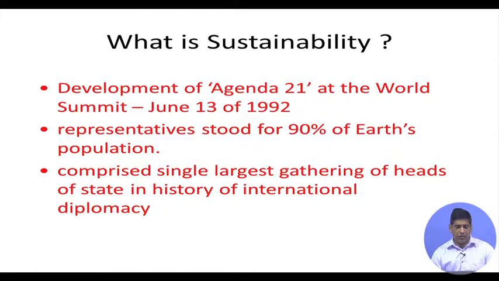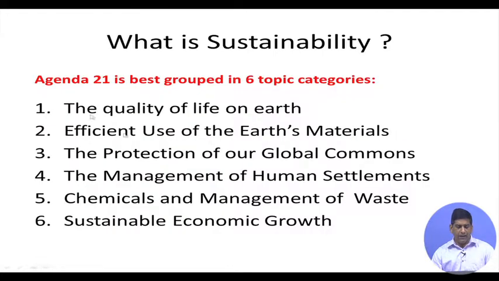So there was an agenda developed on June 13th of 1992, and from time to time you see meetings happening, like the Kyoto Protocol, Davos, and so on. Representing 90% of the Earth's population was there. It was the single largest gathering of heads of state and international diplomacy, and they came up with six topic categories in terms of what sustainability is, starting with the quality of life on Earth.